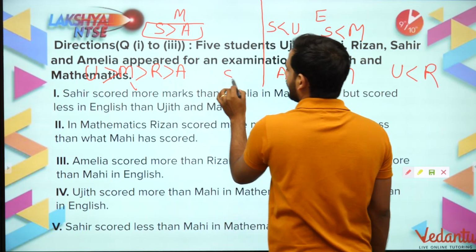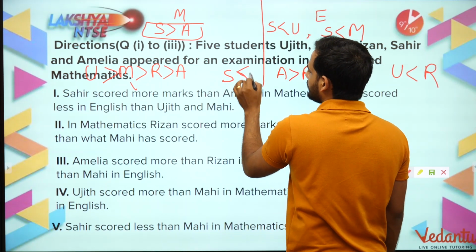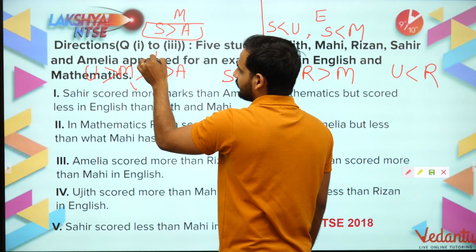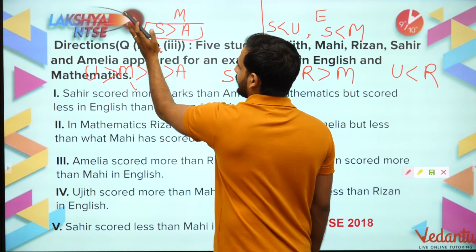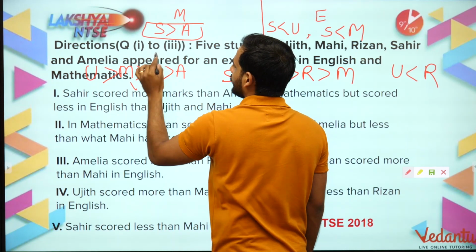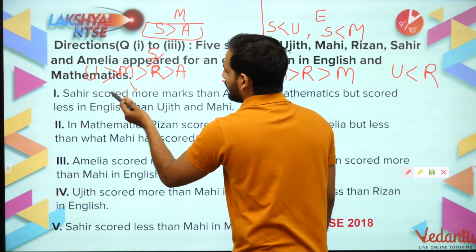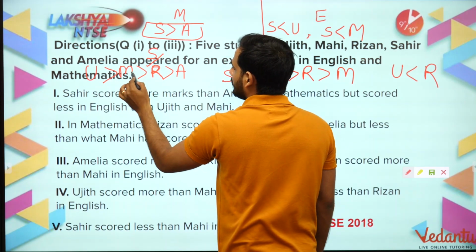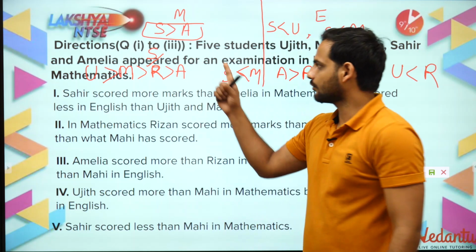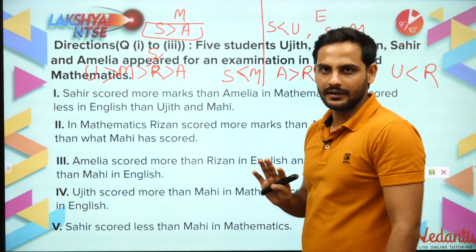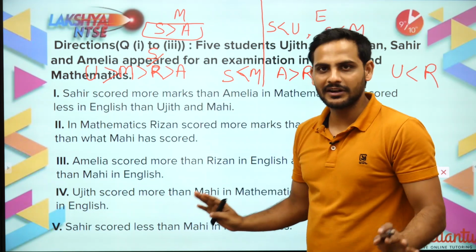See, Sahir has scored less than Mahi but more than Amelia. So less than Mahi but more than Amelia, that means Sahir is somewhere here. Sahir or Rizan, we don't know, anyone can be here. Even Rizan's mark can be more or Sahir's marks can be more, we don't know. But we know that Ujit has got the maximum mark, then Mahi, then Sahir and Rizan we don't know, and then Amelia. So 1, 2, 3, 4, 5. So for mathematics we have got the order.